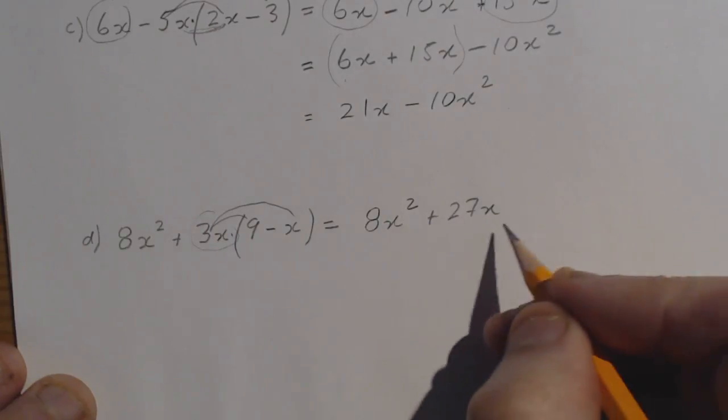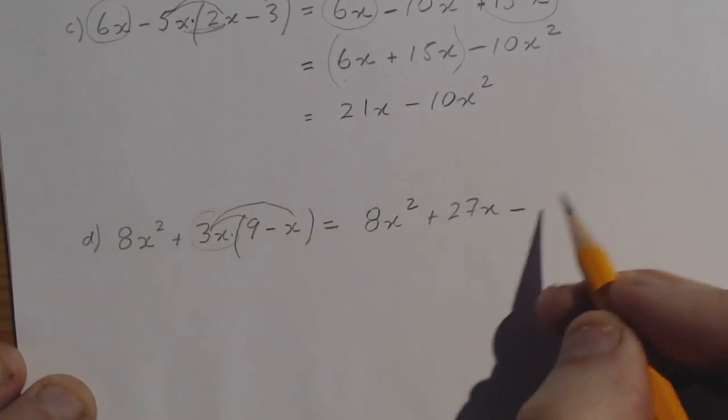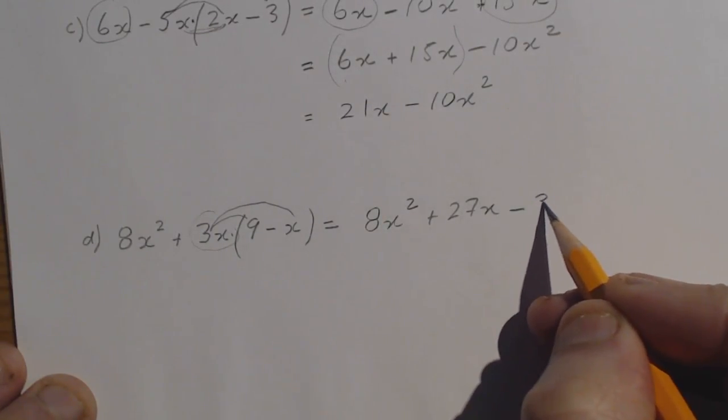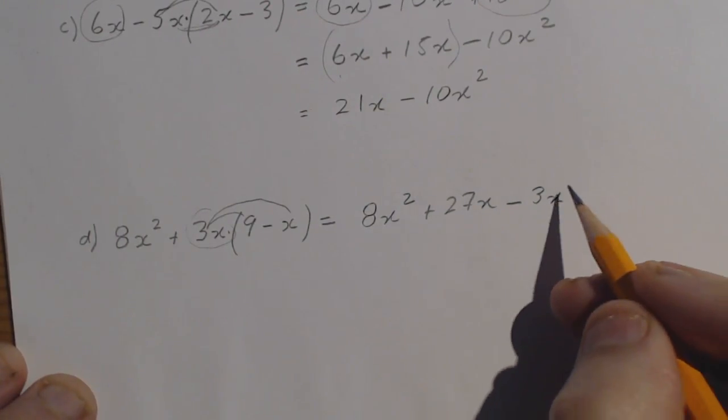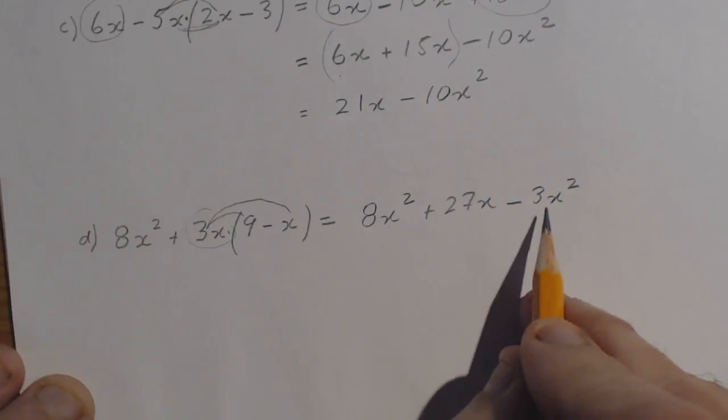Plus times a minus gives a minus. x times x, we get 3x squared. x times x, x squared.